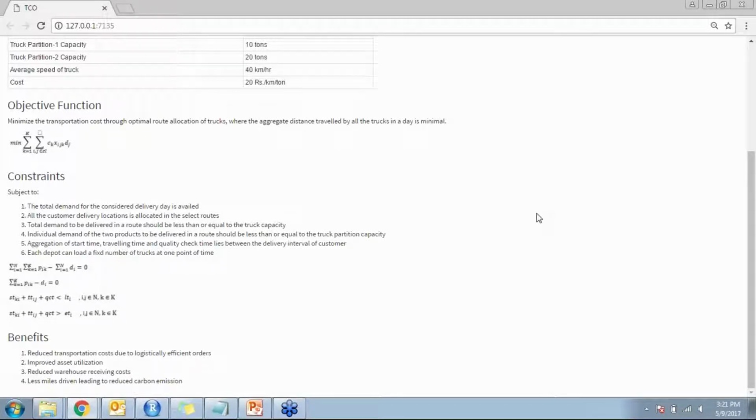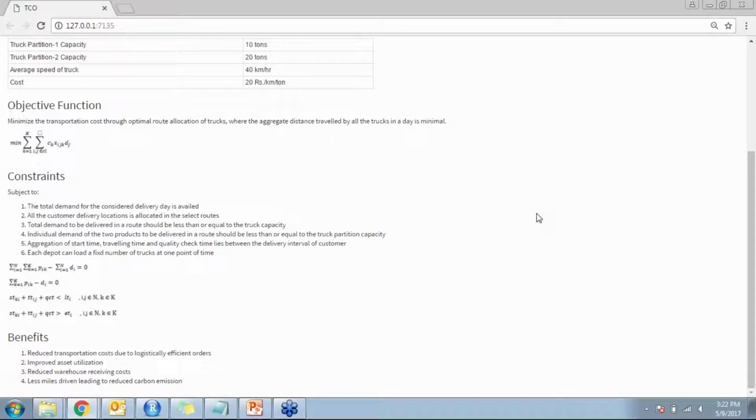With respect to the constraints, the objective is subject to constraints such as the total demand for the constrained delivery days. That is, if we have a particular number of demand deliveries to meet in a particular day, those should be delivered first of all. Second, all the customer delivery locations should be allocated in the selected routes. If you have considered a particular route combination for different customers, then all the customers should be delivered on that particular day in the limited time allocated for a particular truck or driver. Total demand to be delivered in a route should be less than or equal to the truck capacity.